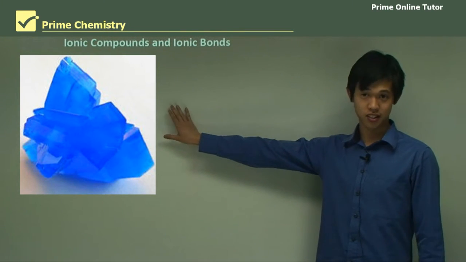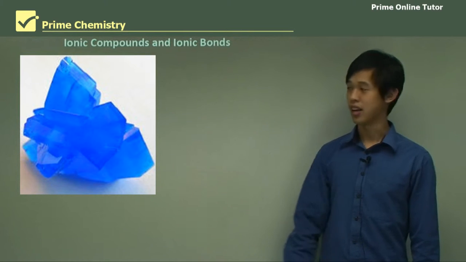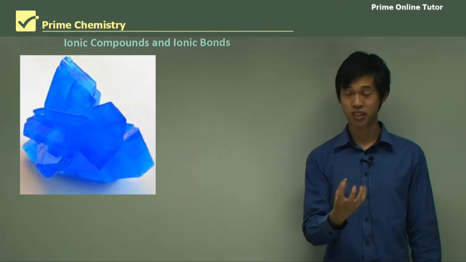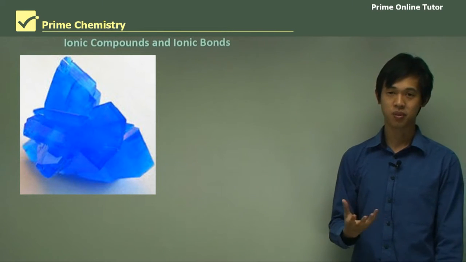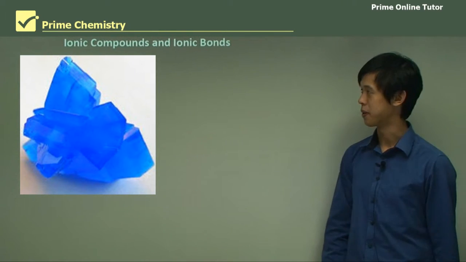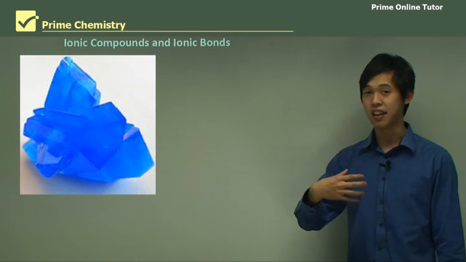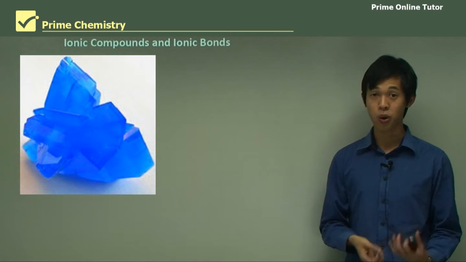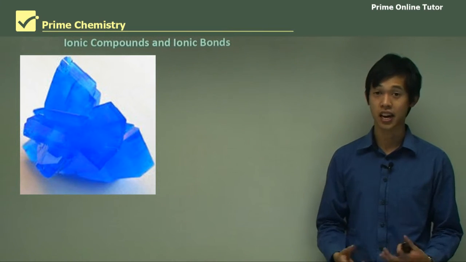Okay, so if you recognize this chemical, that's excellent. And if you don't, this is copper sulfate. This is one of my favorites because I like the color. It makes a really blue crystal because copper has that particular property. And the reason why it's there is because it's an ionic compound. And now we're going to see what actually an ionic compound is and how it works.